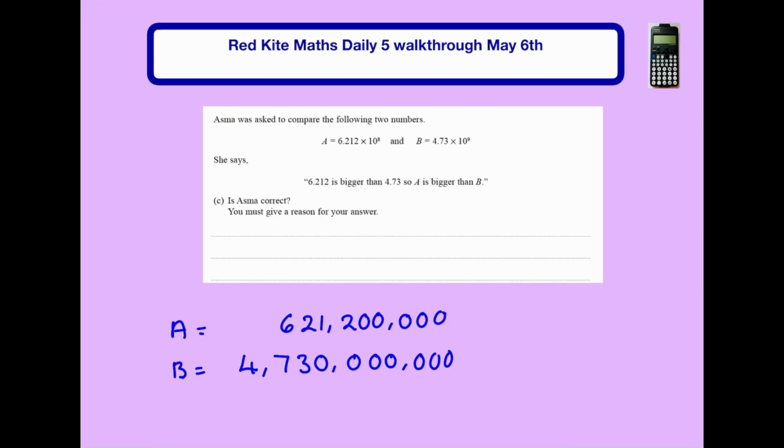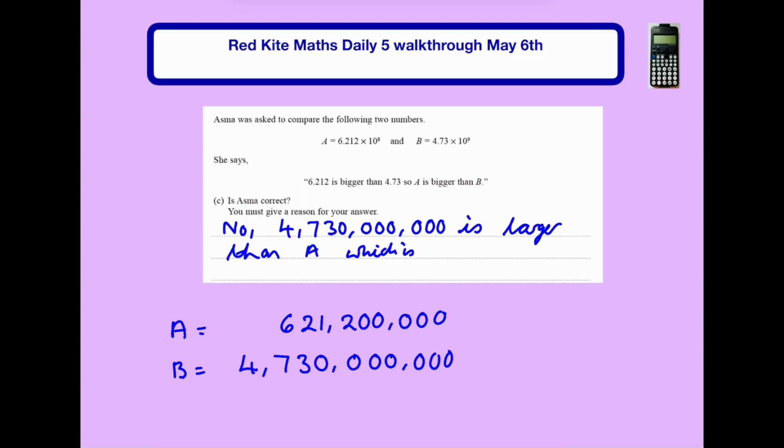So what are we going to write? We are going to write no. And then we will say that B, 4,730 million, that's a lot of zeros, is larger than A, which is 621,200,000. So I forgot to put B is, there we go.